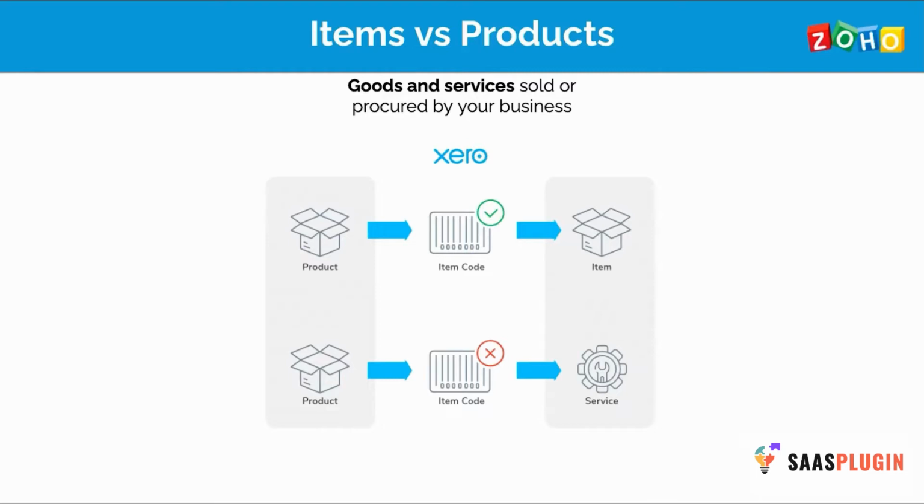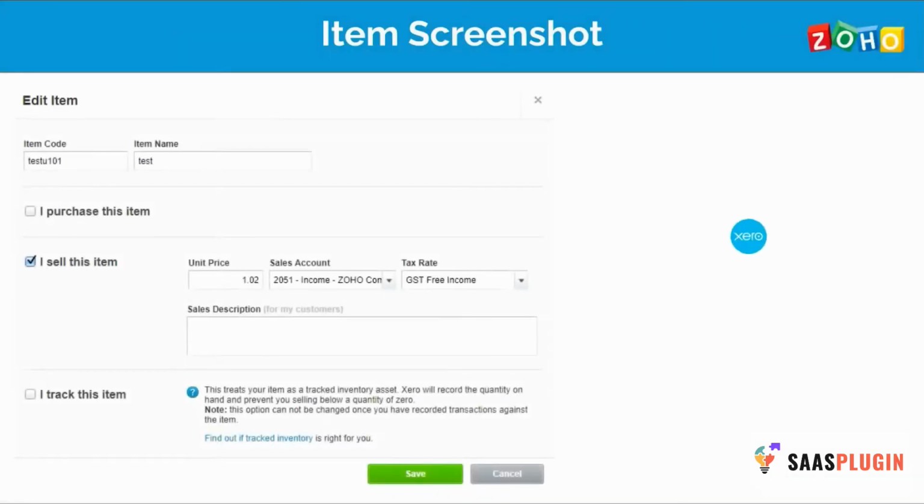Okay, I know that this whole thing might be a little confusing right now, so to clear that out, let's take a look at exactly what these products and items look like. Here we have an item in Xero, or as we just established, a product with an item code. To clarify here, the only reason this product is deemed an item is because it has an item code. If it didn't, it would be called a service.